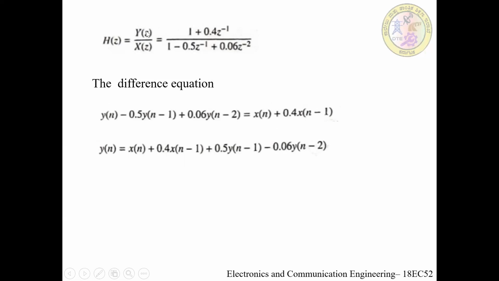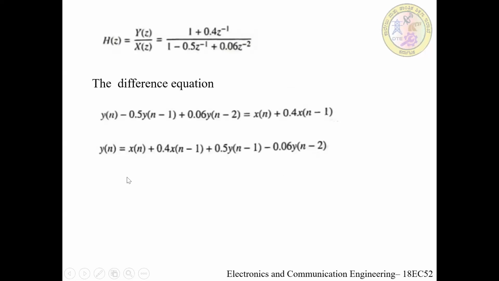So after taking inverse z transforms, what we obtain is y of n minus 0.5 y of n minus 1 plus 0.06 y of n minus 2, and here x of n plus 0.4 x of n minus 1. So if we solve for y of n, what we obtain is x of n plus 0.4 x of n minus 1. In this, if you shift from the left side to the right side, minus 0.5 becomes plus 0.5 into y of n minus 1 minus 0.06 y of n minus 2.